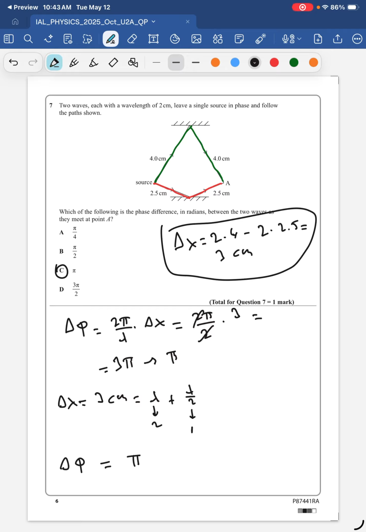There is nothing else to say here. And again, this is a problem you can solve by inspection, because the path difference is a multiple of lambda and lambda over 2. So pi over 4 cannot be the correct answer, pi over 2 cannot be the correct answer, and 3 pi over 2 cannot be the correct answer, because you need an integer multiple of pi when you're dealing with path differences that are multiples of lambda or lambda over 2. I hope this makes sense.